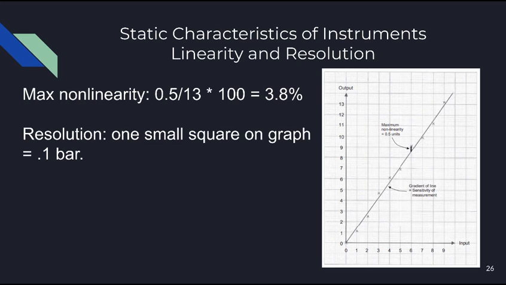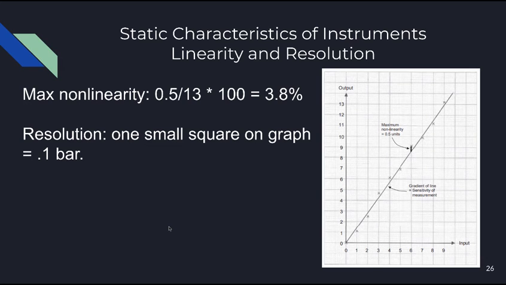Suppose that the instrument characteristic shown here is that of a pressure sensor, where the input units are expressed in bars from 1 to 9 bars, and the output units are expressed in voltages from 1 to 13. What is the maximum nonlinearity expressed as a percentage of the full scale deflection? And what is the resolution of the sensor as determined by the instrument characteristic given?